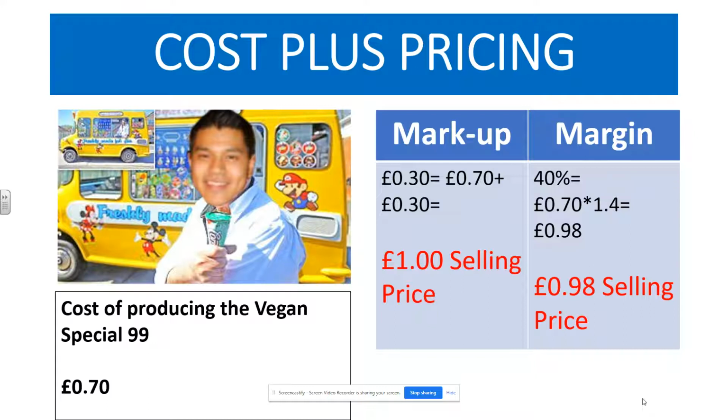If I went for the margin method, let's say percentages, I might say I want to make 40% profit on each vegan special 99 I sell. So it'll be 70 times 1.4, which equals 98 pence. So my selling price will be 98 pence.